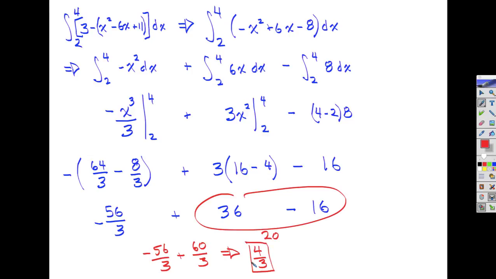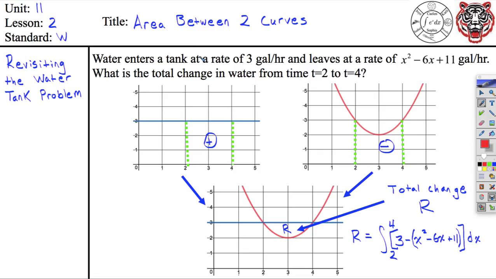Let's back up. What did we just find? We just found, in the context of the problem, the total change in water between 2 and 4. It's 4 thirds, whatever our units were, gallons. Why is it not gallons per hour? Why is it not 4 thirds gallons per hour? We're not finding a rate. We're not finding a rate, but why are we not finding a rate?